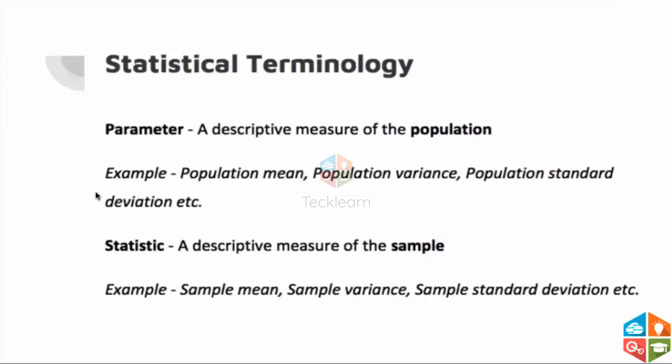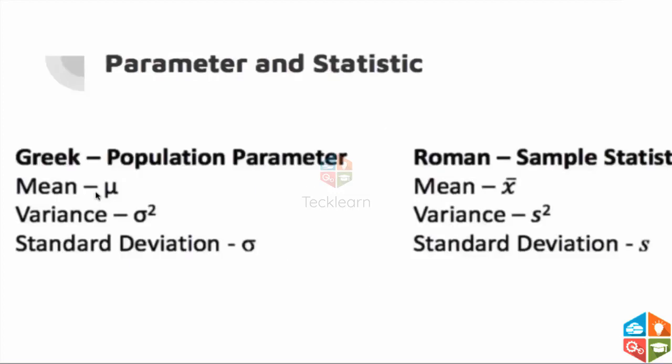All right, then we have parameter and statistic. Parameter is a descriptive measure of a population. Any kind of analysis related to the population, we call a parameter. For example, we have population mean, population variance, or the population standard deviation. Those are called parameters. And anything that is a measure of the sample, we consider it as a statistic. Examples of statistic are the sample mean, the sample variance, and the sample standard deviation. Such measures related to the sample data set, we call them statistic.